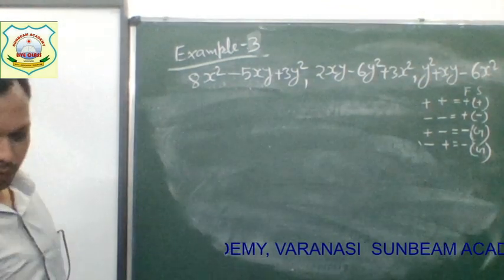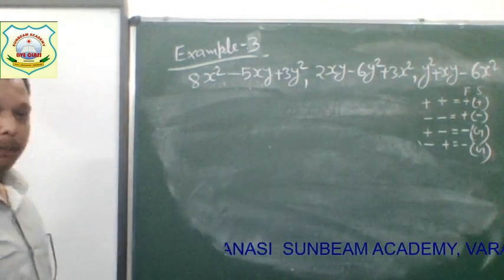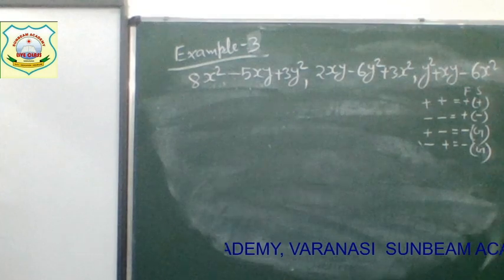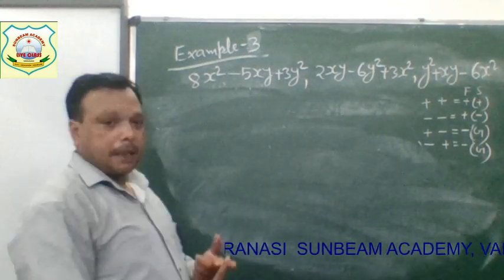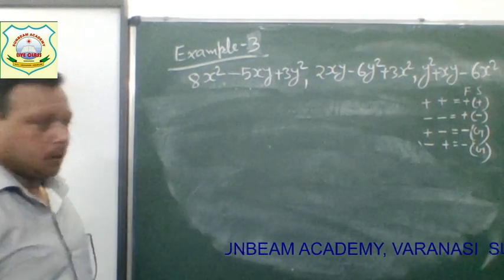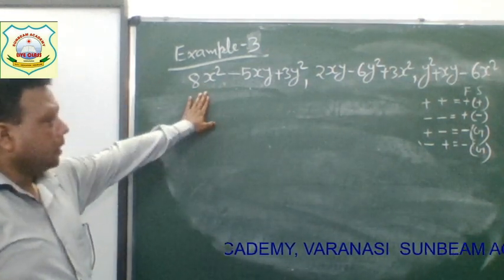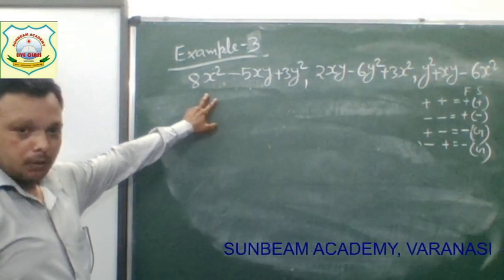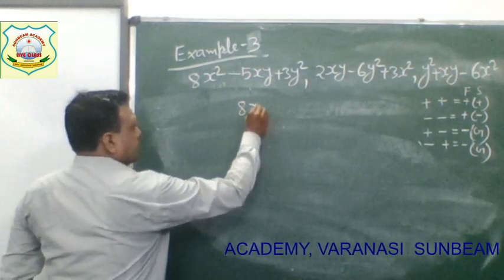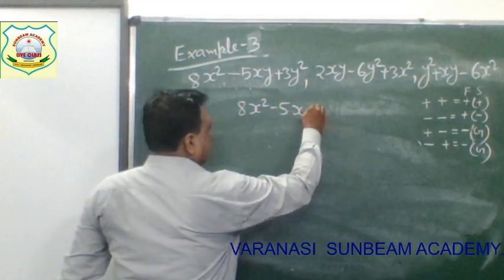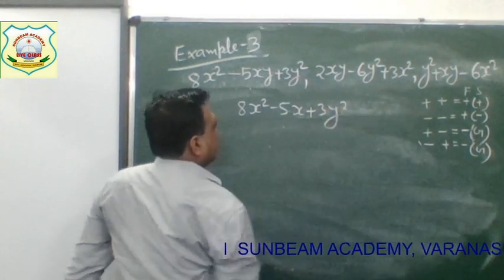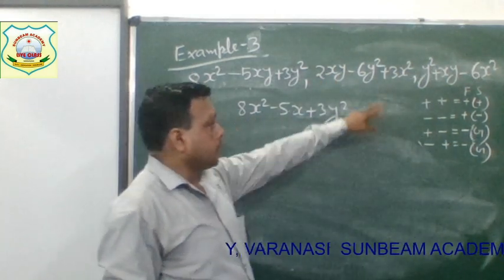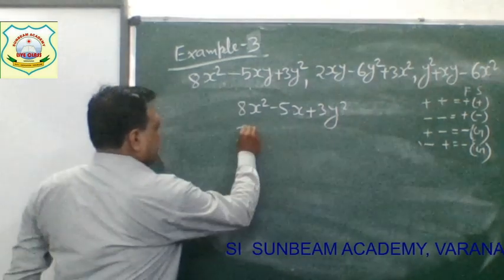Any method you can do, vertical as well as horizontal. It depends on you, whichever method you are doing. The answer will come the same, only the methods differ. We are doing vertical method again. You can do all the same things in horizontal method, no problem. 8x square minus 5x square plus 3x square. Here the first sequence is given x square, but here the sequence is different, so we will see where x square is. This value, 3x square, will be right.